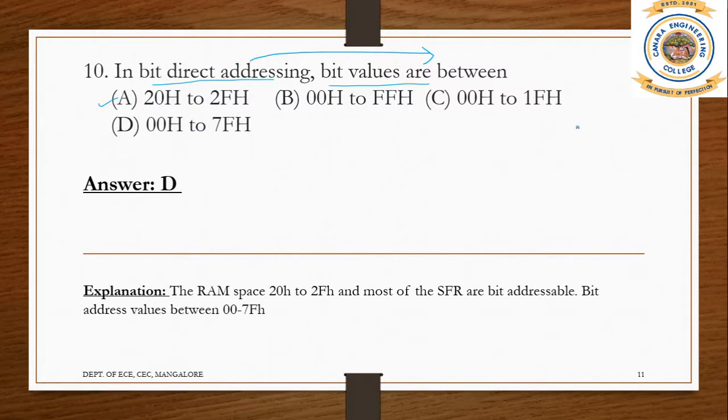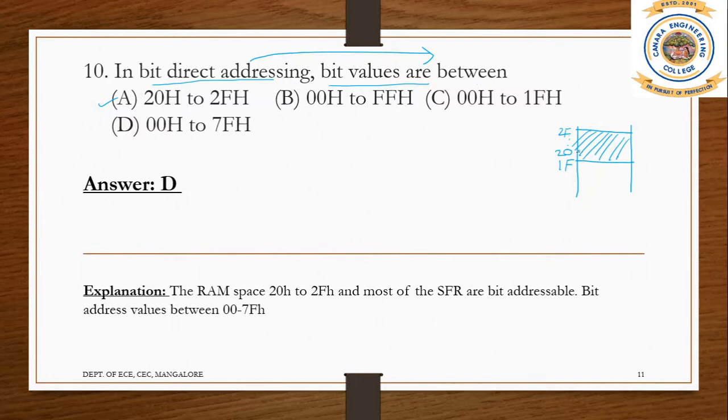That is, in your internal RAM, up to 1F you have general purpose registers. Above 1F you have 20, so from 20 to 2F you have bit addressable space. But here the question is, in bit direct addressing, what are the bit values?